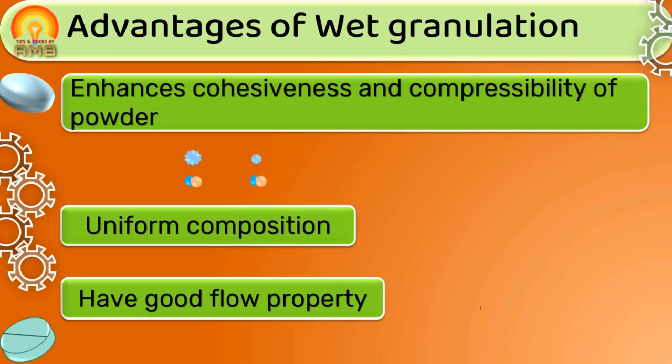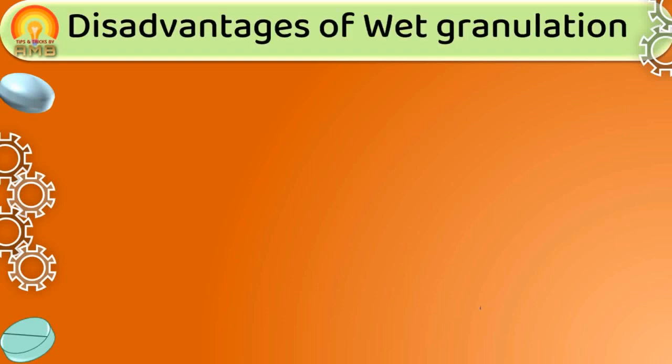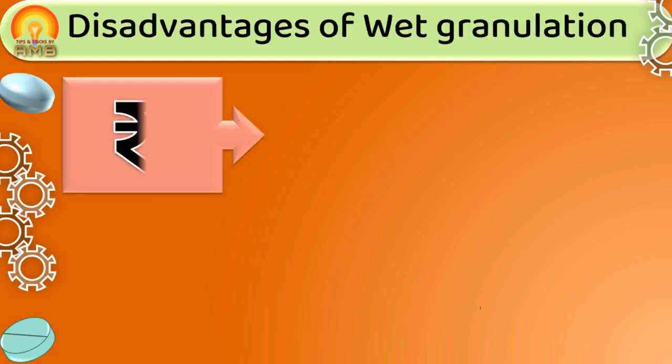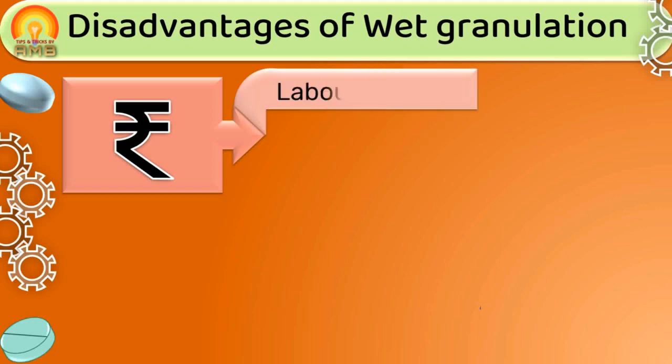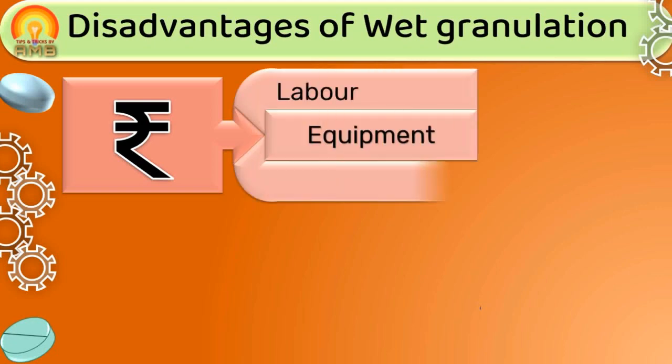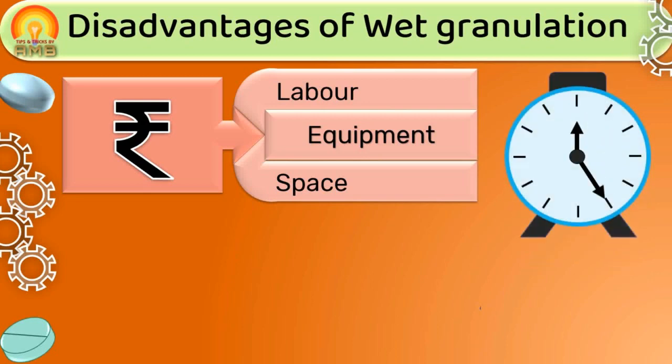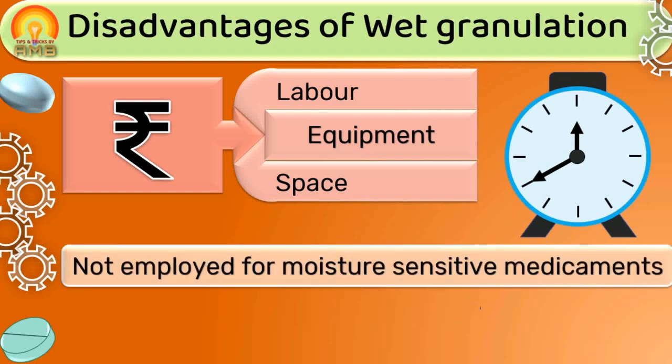But wet granulation method has some disadvantages also. First disadvantage is it is an expensive method with respect to labor, equipment and the space requirement for this process. It is a time consuming method. Next disadvantage is it cannot be employed for moisture sensitive drugs or medicaments, because of moisture, their degradation can take place.